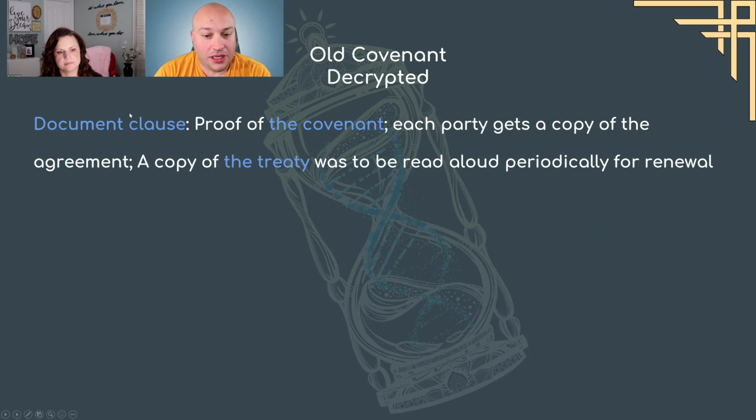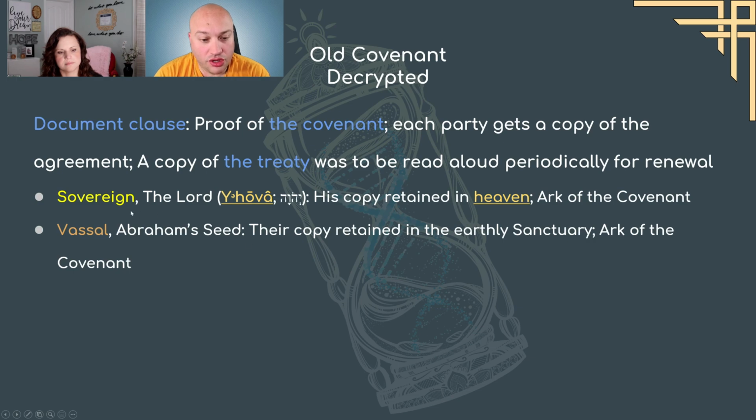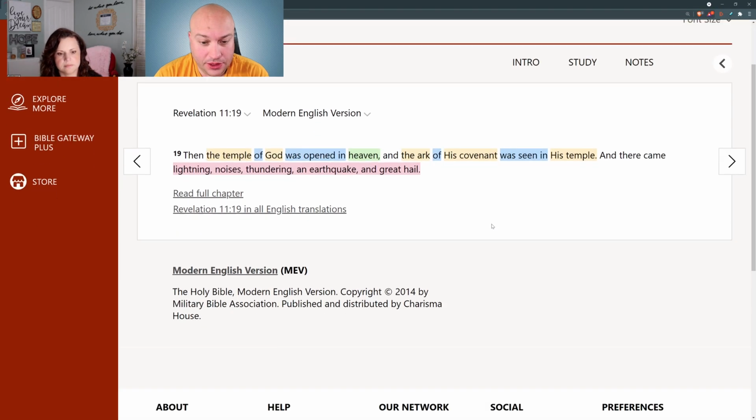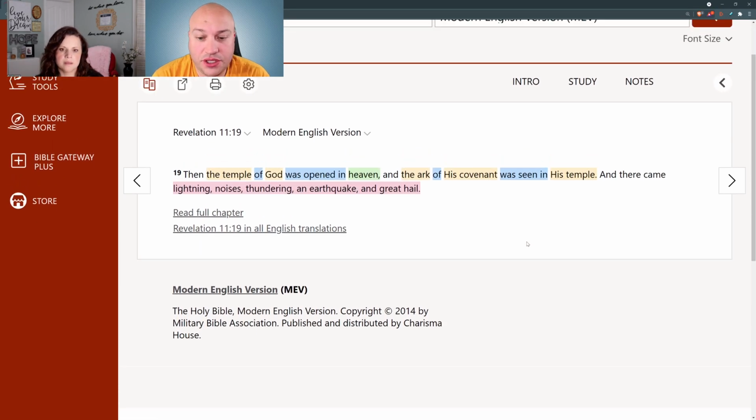There is a document clause. So a proof of the covenant, and each party gets a copy of the agreement. A copy of the treaty was to be read aloud periodically for renewal. Okay? So the sovereign, the Lord, his copy is retained in heaven. Heaven, you say? That's crazy. Actually, let's look at it. Go ahead and read this. This is in the book of Revelation.